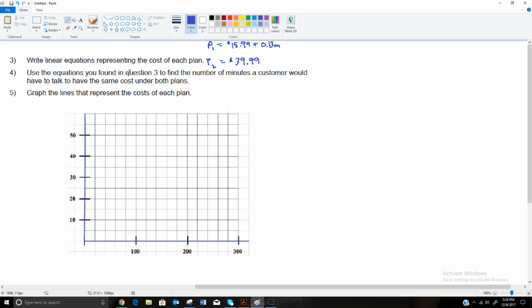So now it says use the equations you found in question 3 to find the number of minutes a customer would have to talk for the plan to cost the same. And I'm going to come back to this, and I'm going to do number 5 first, because I think it's good to see it visual before we do it algebraically. So plan 2 is, I'm going to do, I don't know why I can't remember to do this, with a red line. And I'm going to do that one first because it's easier. It's just the constant. So for plan 2, at $39.99, it's going to be essentially right at $40 no matter what.